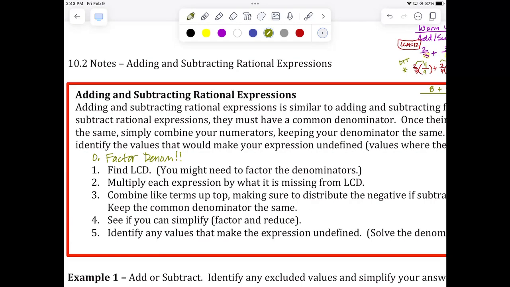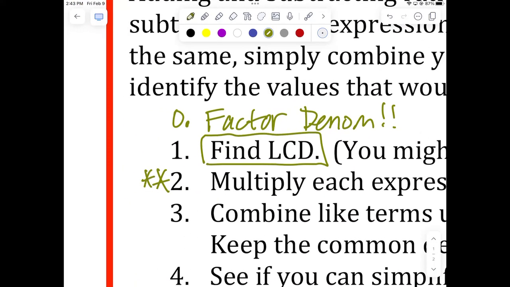Okay, why do we factor the denominator? Because it helps you find the what? LCD. So just like we did with the numbers, we're going to find the LCD. And it even says you might need to factor the denominator. Then we're going to do this step right here, step number 2. I'm going to put a couple of asterisks by this. This is the DTT step. Okay, as Aslan said, the do that thing step.